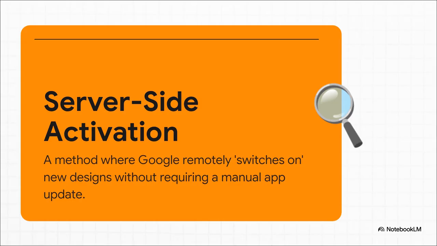Server-side activation. The best way to picture it is like a light switch. The new design, the new code, it's often already hiding on your phone, just tucked away inside the app, dormant. Then from miles away, Google just flips a switch on their end, on their servers, and bam, that new design instantly comes to life. No download, no permission, nothing from you.